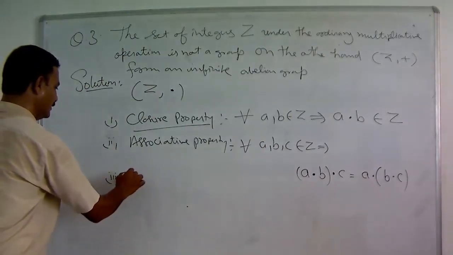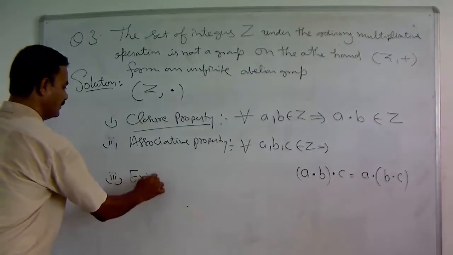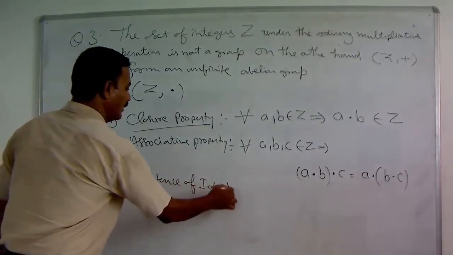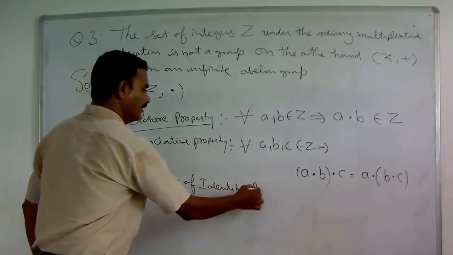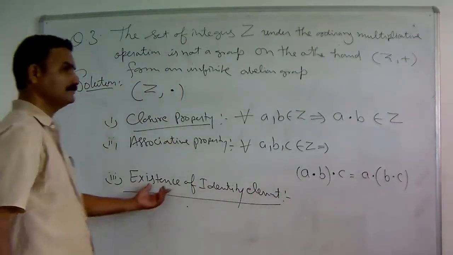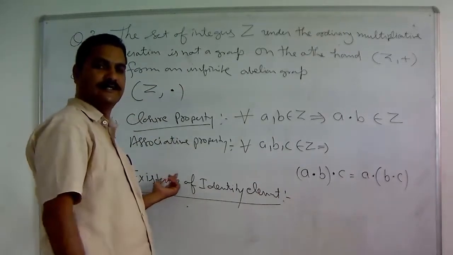Next one is existence of identity elements. Existence of identity element.